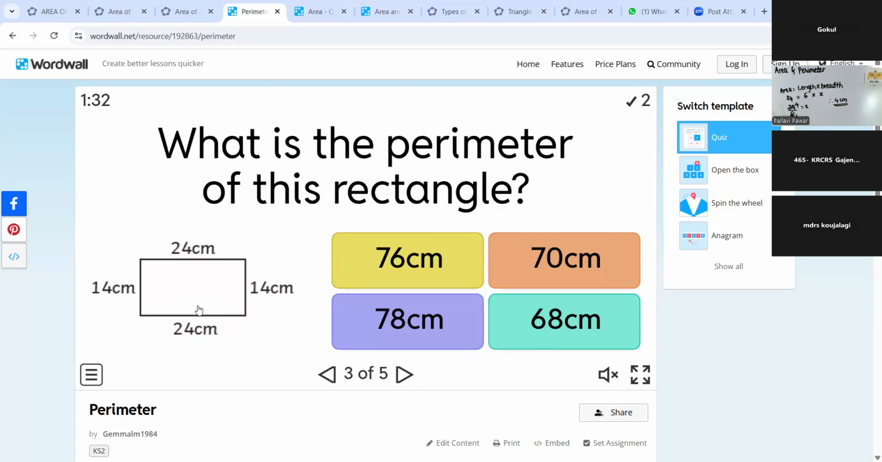So what is the length and breadth? 14 plus 24. That gives you how much? 38. So 38 into 2. So it is 76 centimeter. Yes. So here we get the answer.